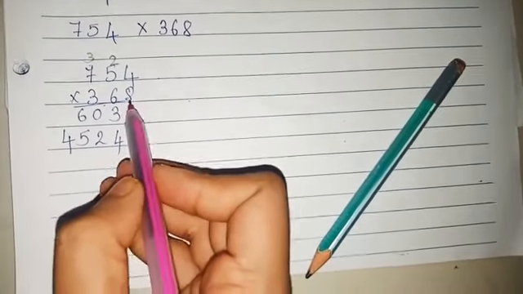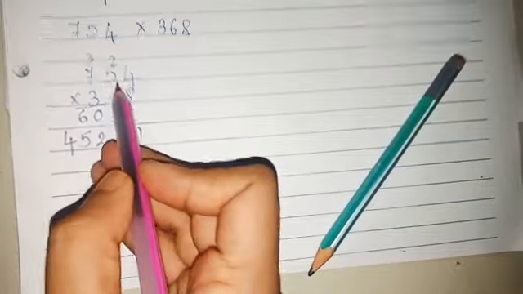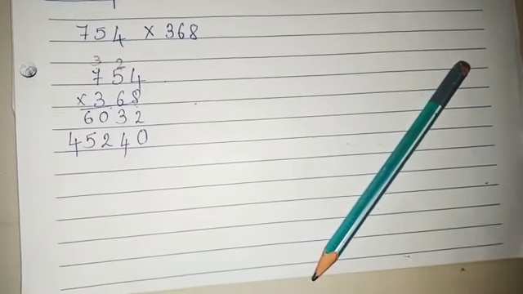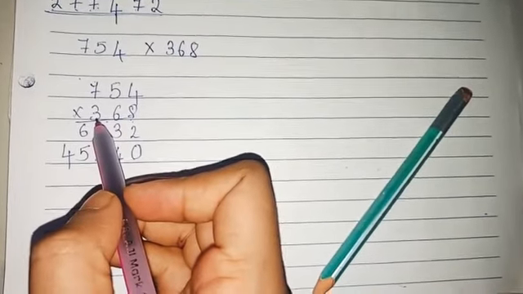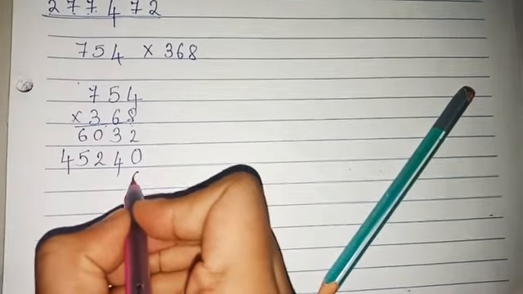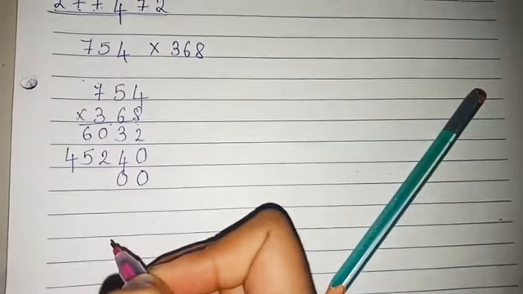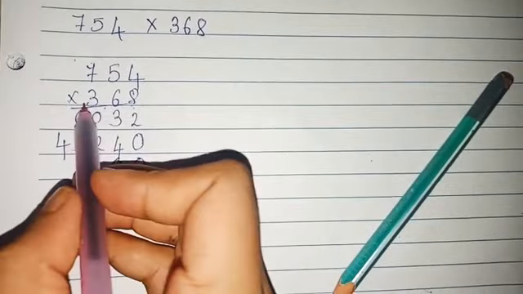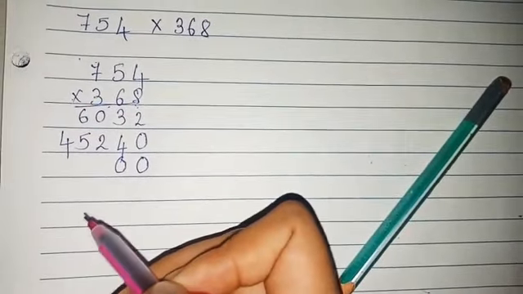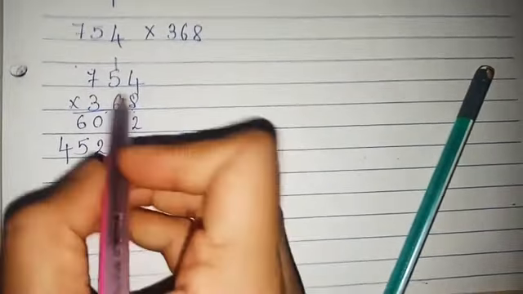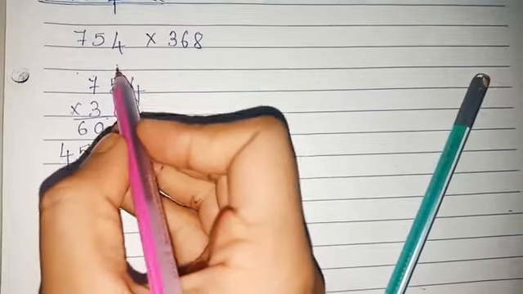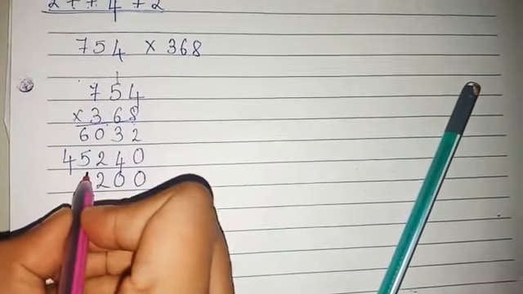Now we are done with 8 and 6. Now we will multiply 754 by 3. Okay. So this 3 is in the hundreds place, right? So I will put 0 in the units place and in the tens place. Okay. Now 3 fours are 12, right? 2 will come here and carry forward 1. Understood? Now 3 fives are 15. 15 plus 1, 16. So 6 will come here and carry forward 1.